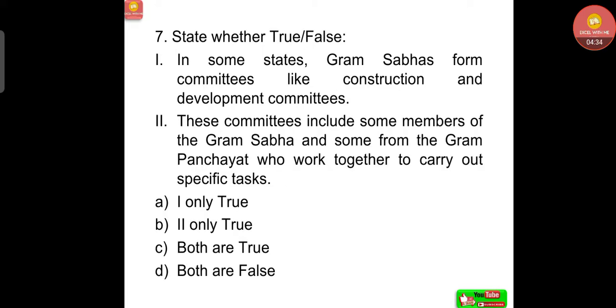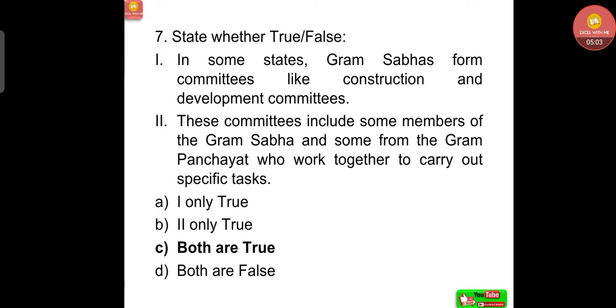Next question, state whether true or false. First, in some states, Gram Sabhas form committees like construction and development committees. These committees include some members of the Gram Sabha and some from the Gram Panchayat who work together to carry out specific tasks. So we have to tell true or false. A, 1 only true, B, 2 only true, C, both are true, D, both are false.